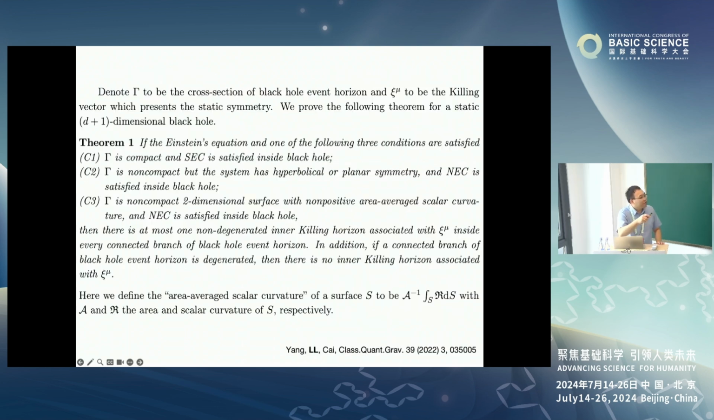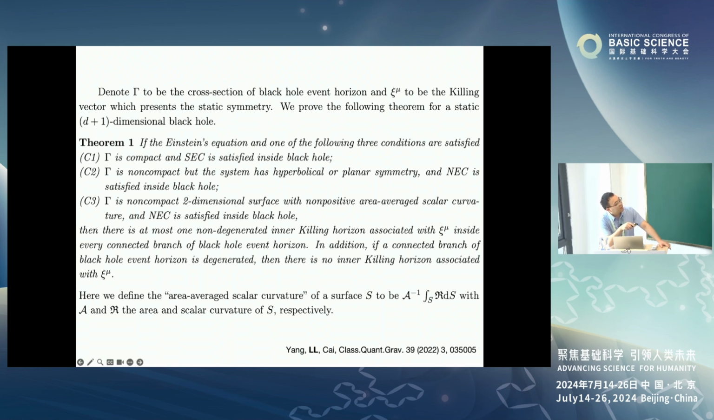Okay, then using the strong and null energy condition, we can prove the general result for the static black hole. Cool. This is the main result. Okay, let's introduce this result to you.